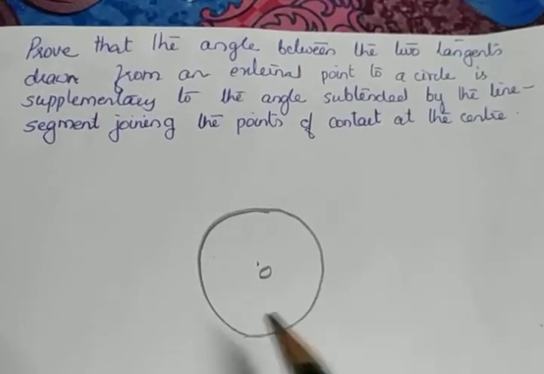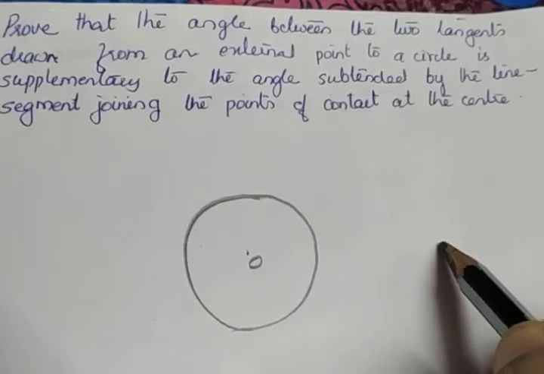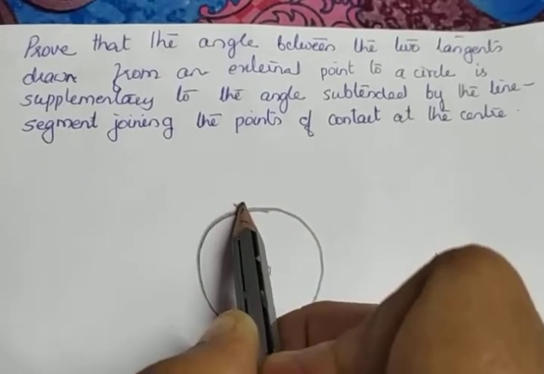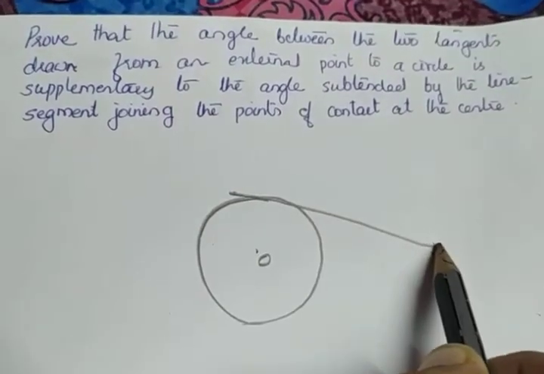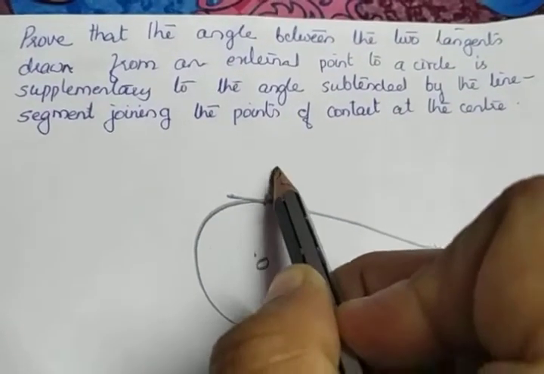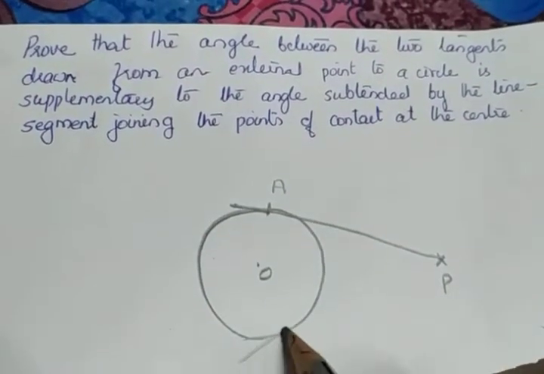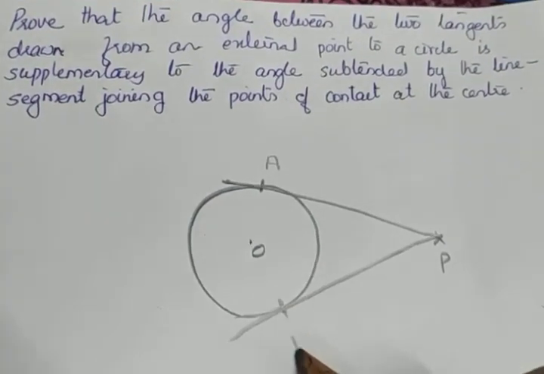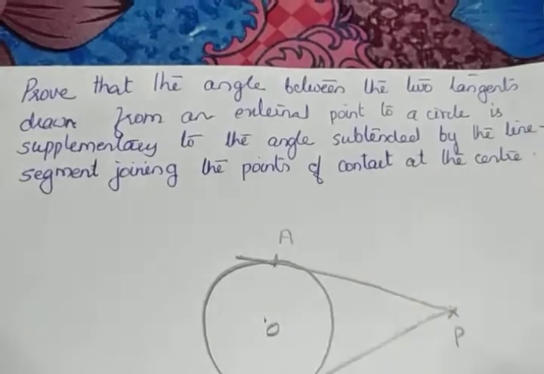So, I have drawn a circle here with the center O. I am marking an external point P, and we know that there are two tangents from P. So, I am marking one as PA and the second one, let it be PB.